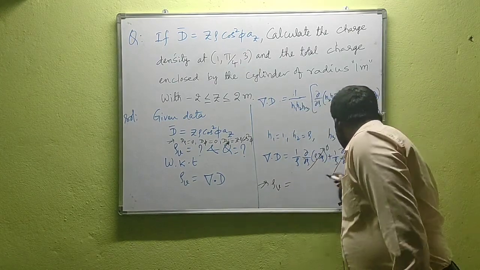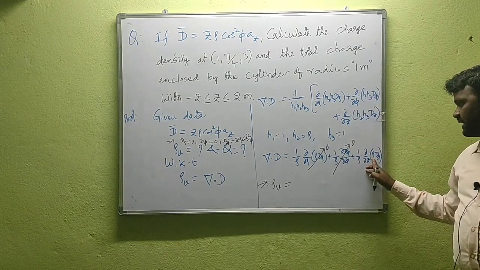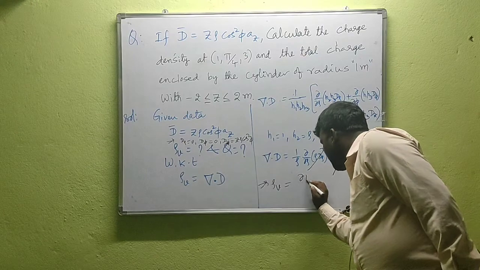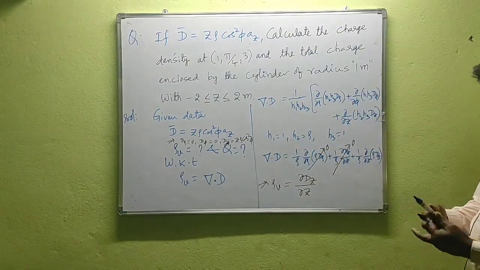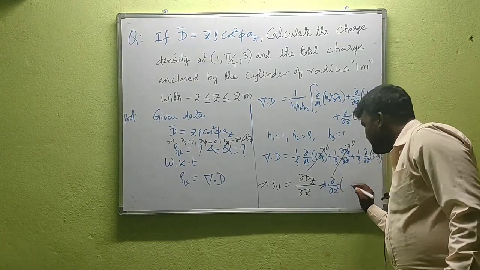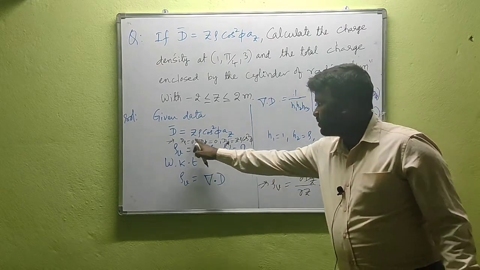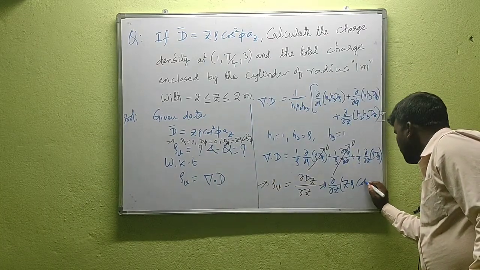Now we can write, it implies rho v is equal to simply 1 by rho times the partial differentiation with respect to z, where rho is treated as constant. Finally we can write this as dou Dz by dou z. Now let us substitute that. So that equals dou by dou z of Dz. What is Dz? D has only a z component, that is z rho cos square phi.